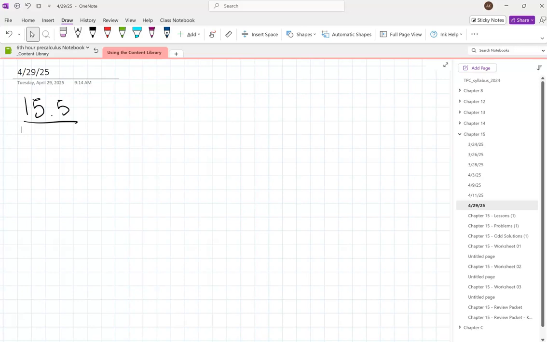The plan for this section, 15.5, we're going to deal with the mathematics of finance. All of these are going to be applications of exponential and logarithmic functions. First we're going to talk about interest as it applies to an investment. We're going to talk about two types of interest today. The first is simple interest.